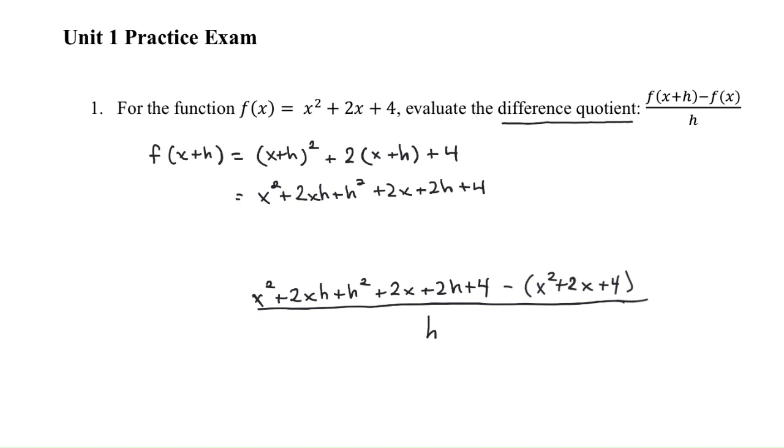And then you combine like terms. So this negative x squared, and I say negative because remember this minus sign is going to distribute, x squared is going to cancel here. Negative 2x is going to cancel with that 2x. And then negative 4 is going to cancel with that 4.